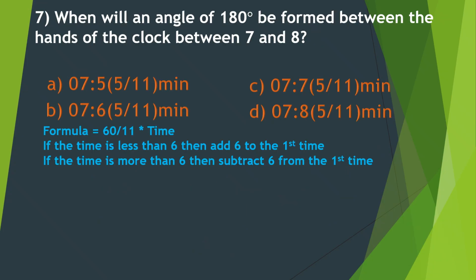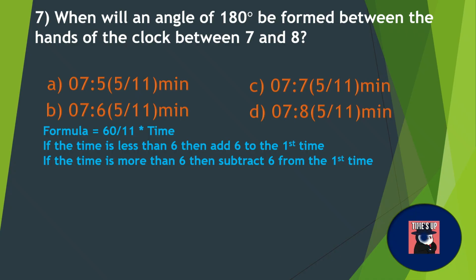Eighth question on your screen and your timer starts now. When will an angle of 180 degrees be formed between the hands of the clock between 7 and 8? When will an angle of 180 degrees be formed, they have asked here. So what do you think? The formula remains the same, that is 60 divided by 11 into time.